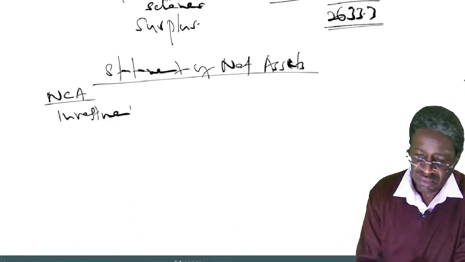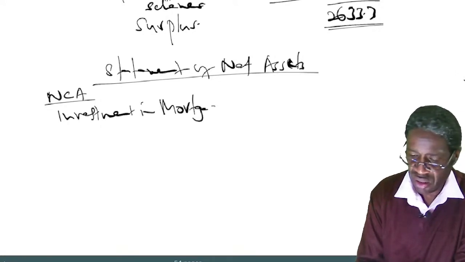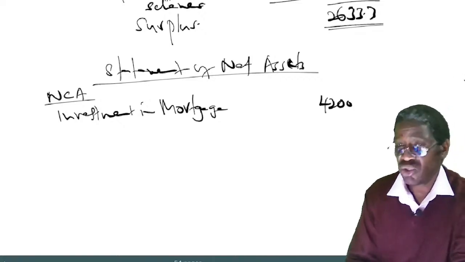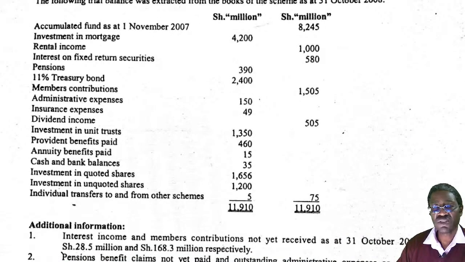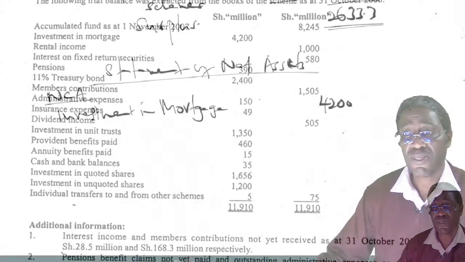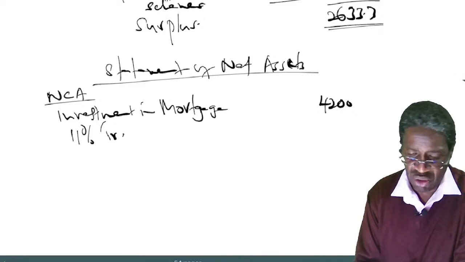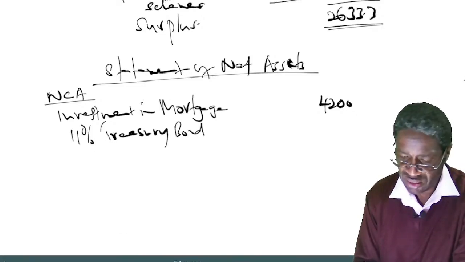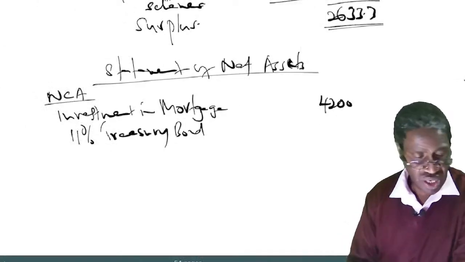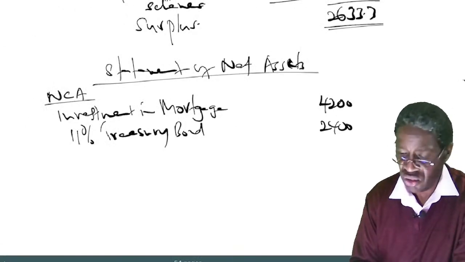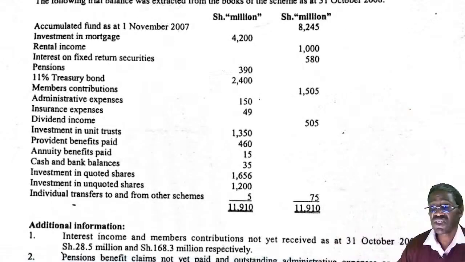Investment in mortgage, 4,200. There was no adjustment affecting it. Next, I go down. 11% treasury bonds. There was no adjustment. Bring it. 11% treasury bonds. It's an asset. I've forgotten the amount. $2,400. Was there any adjustment? No. $2,400. Good.